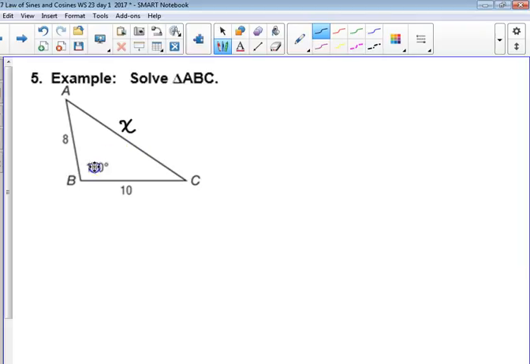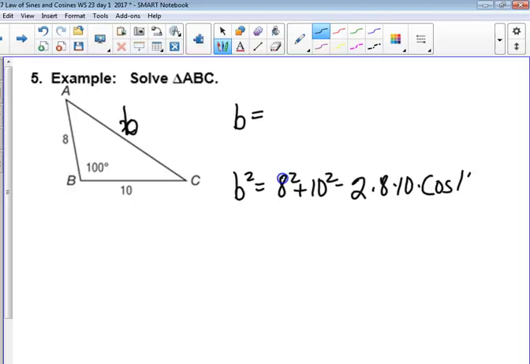So the only thing I can find is side B first. B squared equals 8 squared plus 10 squared minus 2 times 8 times 10 times the cosine of 100. Okay? Crazy mess. Can I type in just to here? No, because all this is together, right? So I either have to type in the whole thing or type in little pieces with all of this being as one.